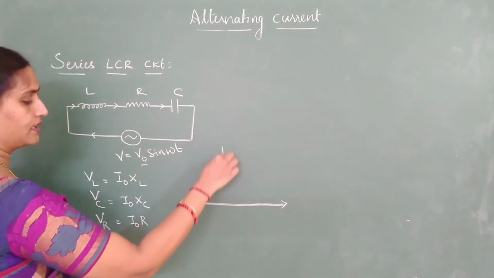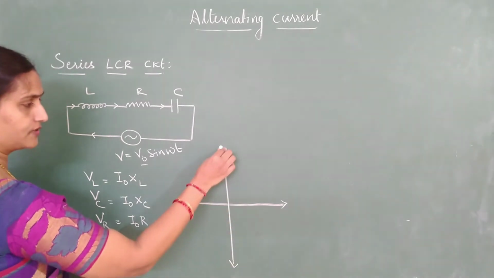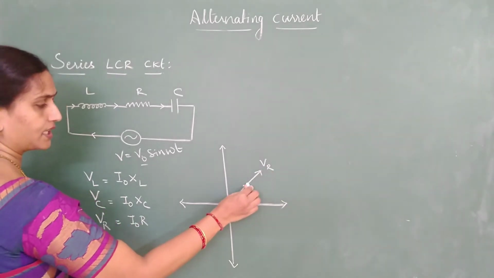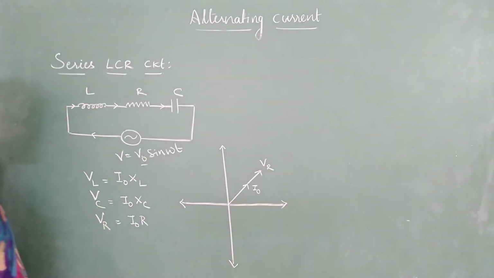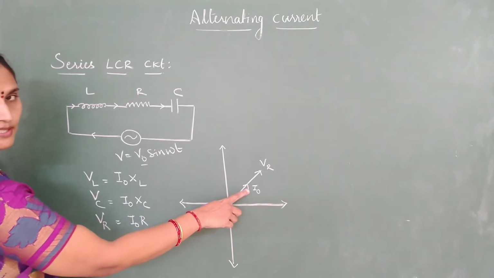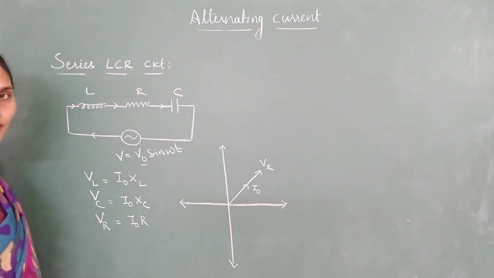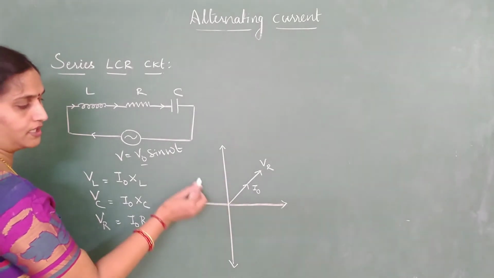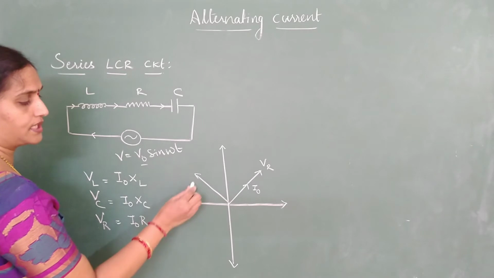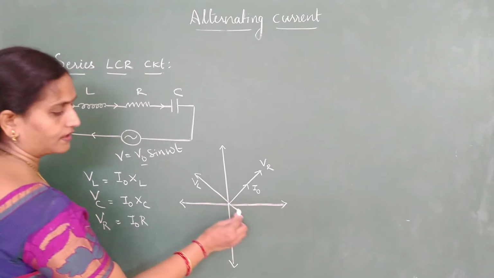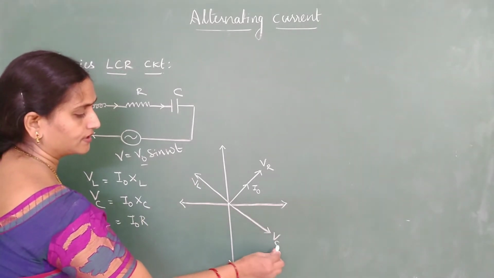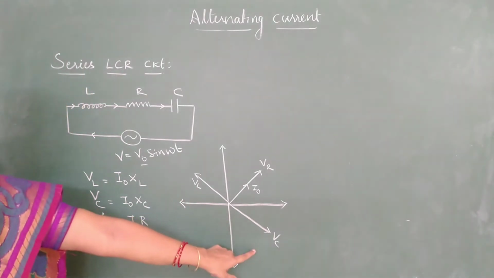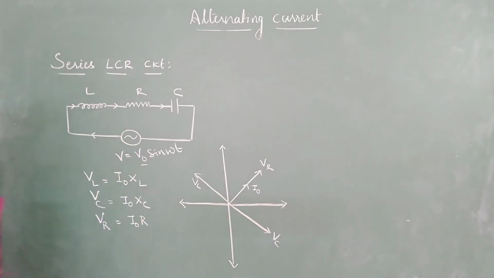We know current and voltage overlap with each other for a resistor. So if this is the voltage across the resistor, the current will be overlapping with it. I took it as I naught. Then current is lagging in the case of an inductor and leads in the case of a capacitor. So for the inductor, current should be behind voltage. So we took this as VL and this side we have plotted VC. And we have already proved that when VL becomes equal to VC, the circuit is driven into resonance.